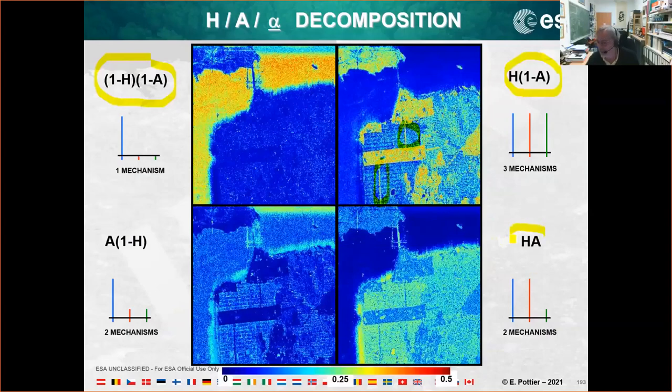The third one, entropy multiplied by anisotropy, corresponds to the pixels where I have two scattering mechanisms. Very important. And usually, this occurs in urban areas. Because if you consider a building or a house, you will get a single bounce from the top of the building, and you can have at the same time a double bounce between this building and the parking, for example, inside the same pixel. So you can have the contribution of two important scattering mechanisms. So this can be useful to detect man-made targets in a natural environment.